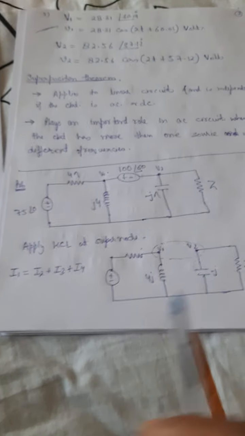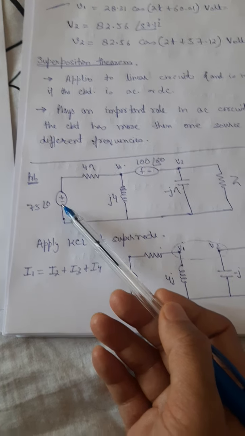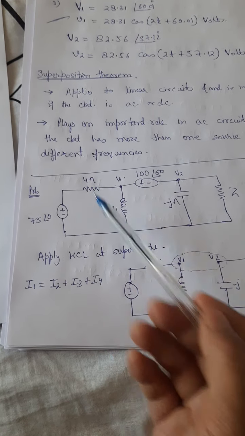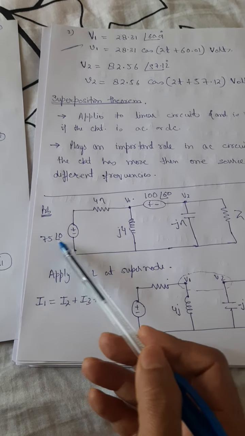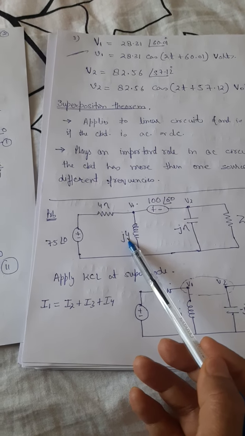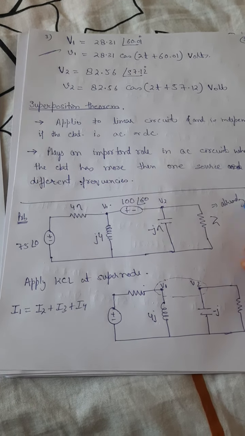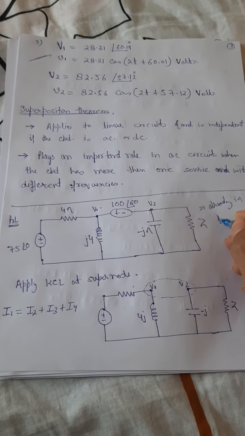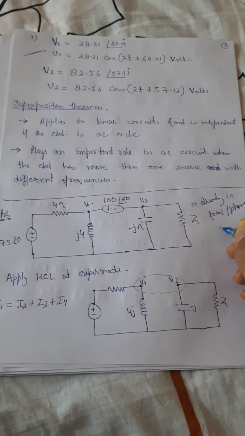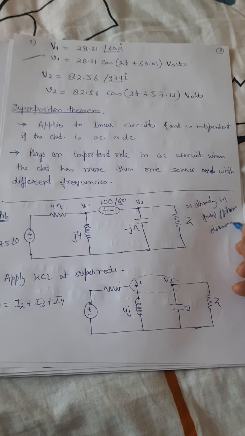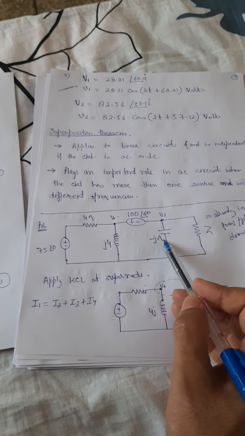Okay. Similarly, we have another problem here. Suppose we have a voltage source of 75 angle 0 and a 4 ohm resistor. Here the inductor is 4J. Since it is given in J and the source is given as an angle, it is already in frequency or phasor domain form. The capacitance is 1J.